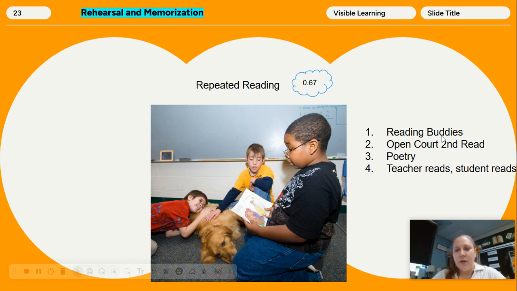And then another strategy is the teacher reads, then the student reads. And the way that the book explains this is that the teacher reads, the student reads in their head, and then the student reads it out loud. So this could be used in small groups. This could be used chorally with all students. But it really drives home that rehearsal and memorization. And we often think of repeated reading as working on fluency, which it is. But it's also working on memorization of facts. So that opens it up to using it in a lot of different subjects.